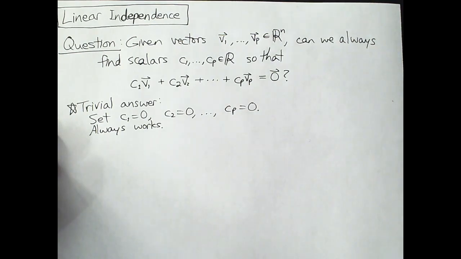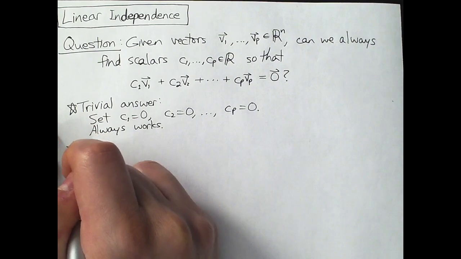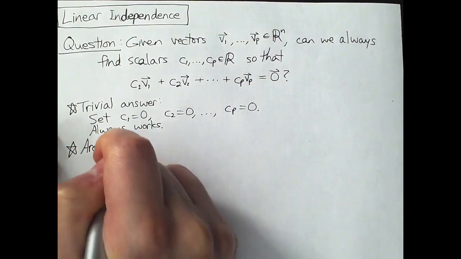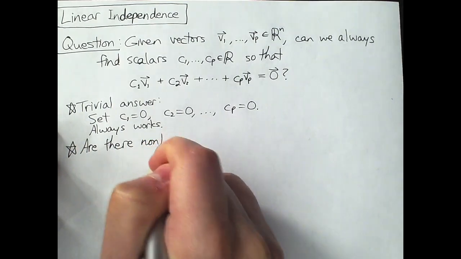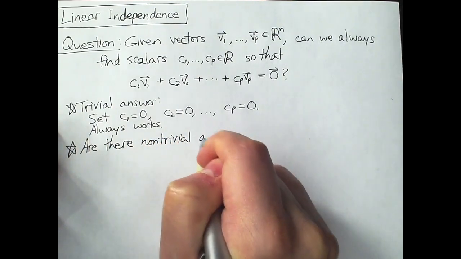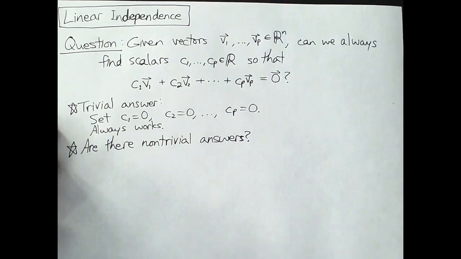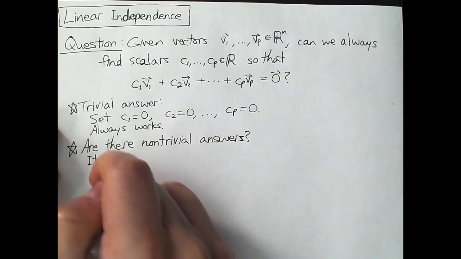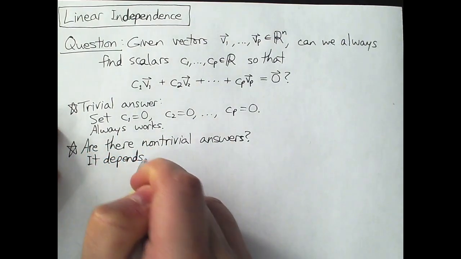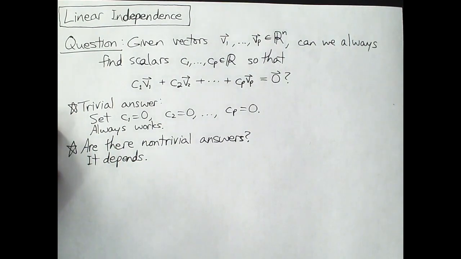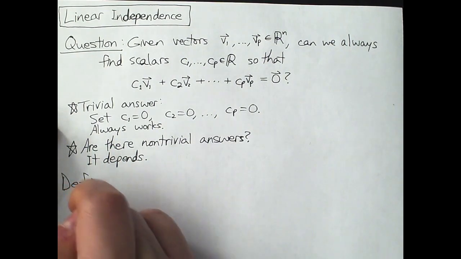And then you might say, well, that wasn't a very interesting question. Just set them all equal to zero, and then it doesn't even really matter what those vectors were. How about this as a follow-up question? Are there non-trivial answers? Besides setting them all equal to zero, are there other answers? And for that, it depends. It depends on what the vectors are.